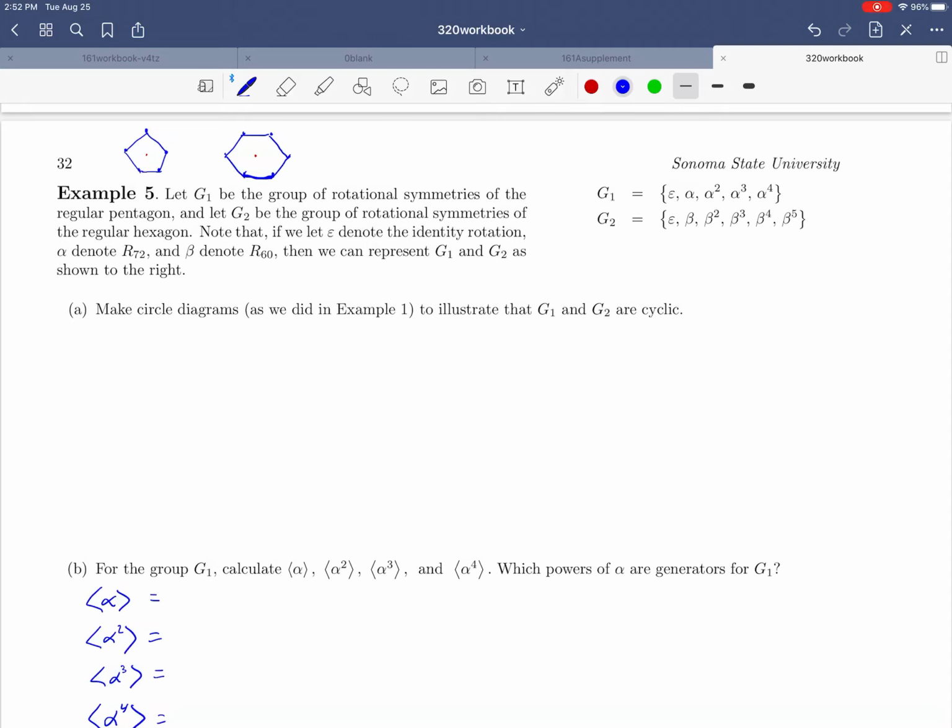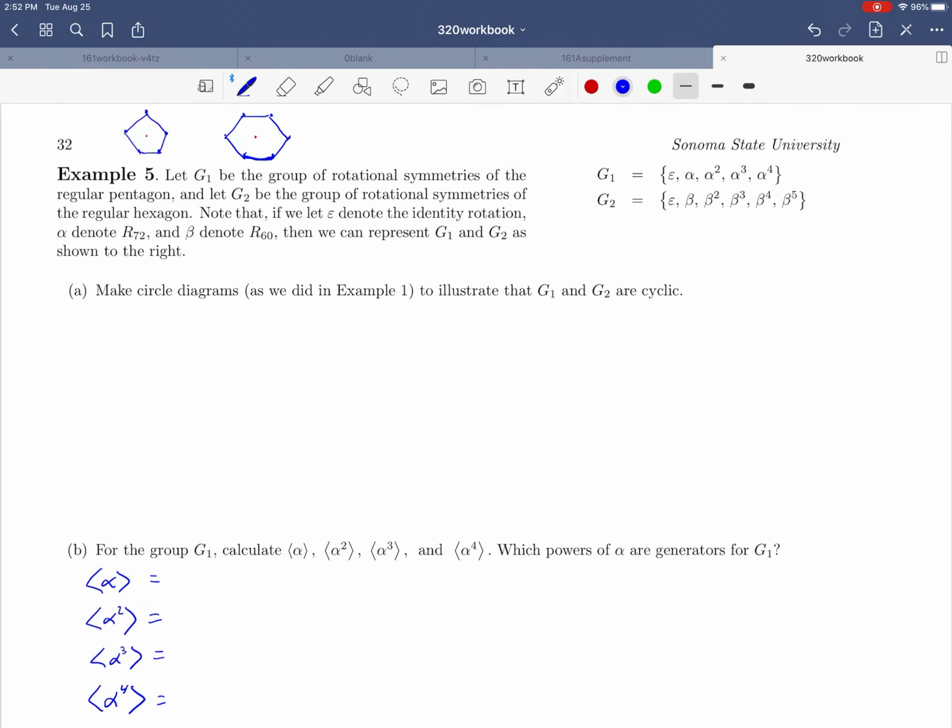In example 5 on page 32, we are going to look at two more examples of cyclic groups. Let G1 be the group of rotational symmetries of the regular pentagon and G2 be the group of rotational symmetries of the regular hexagon. To help us find out what is really in these groups, I've drawn a regular pentagon over here and a regular hexagon, and I know they don't look very regular, but just humor me for a second.